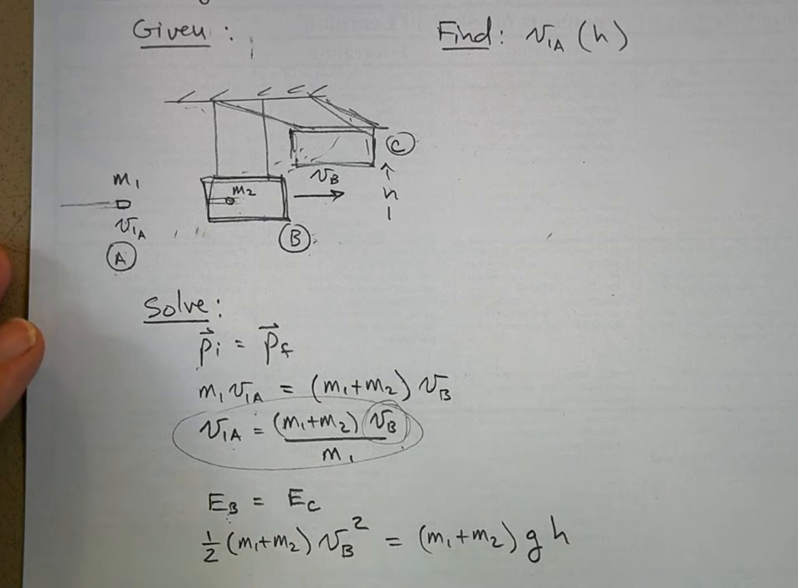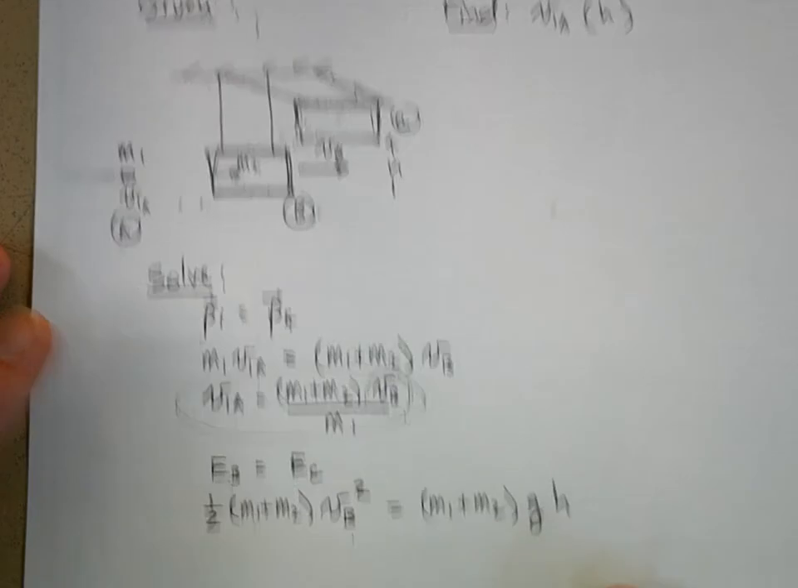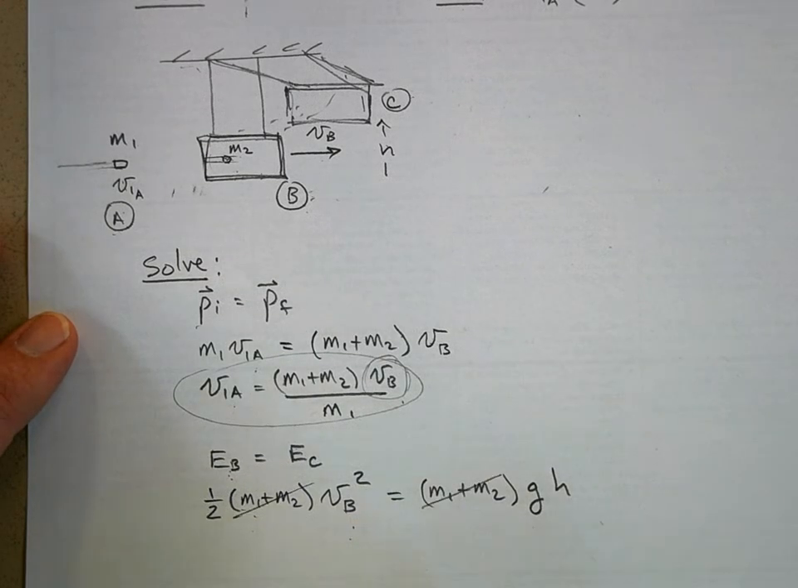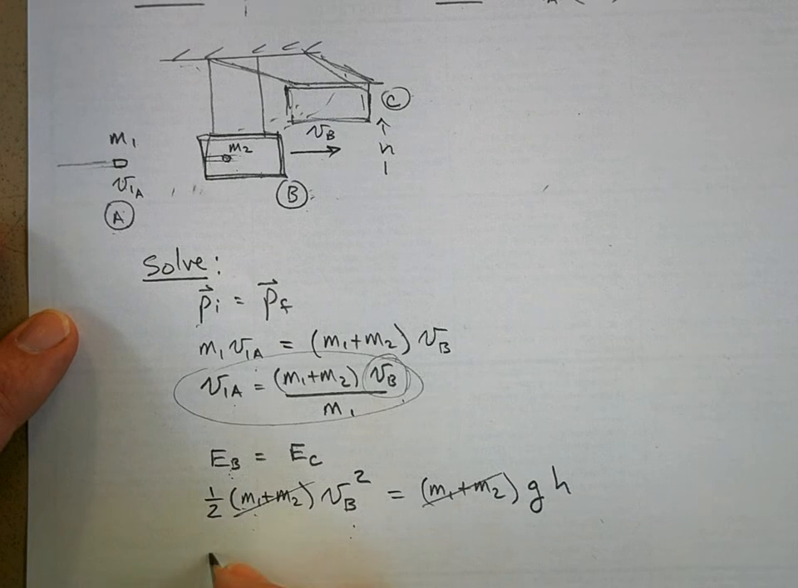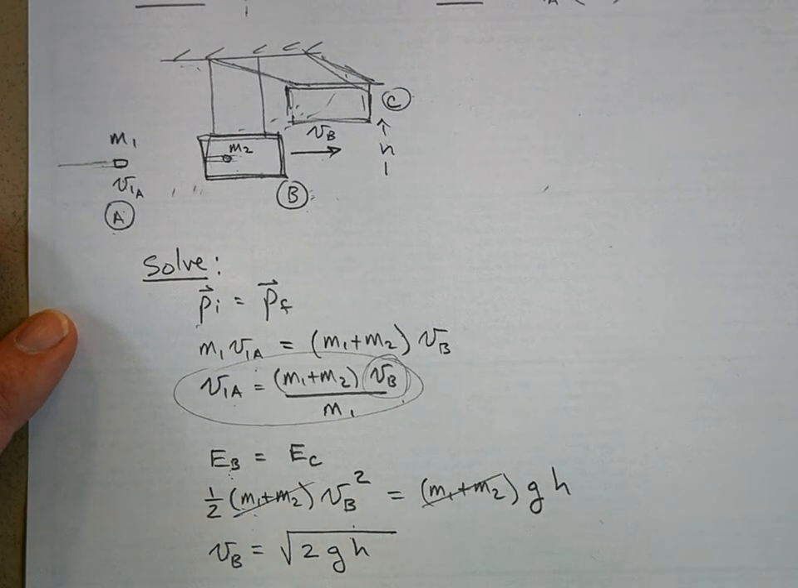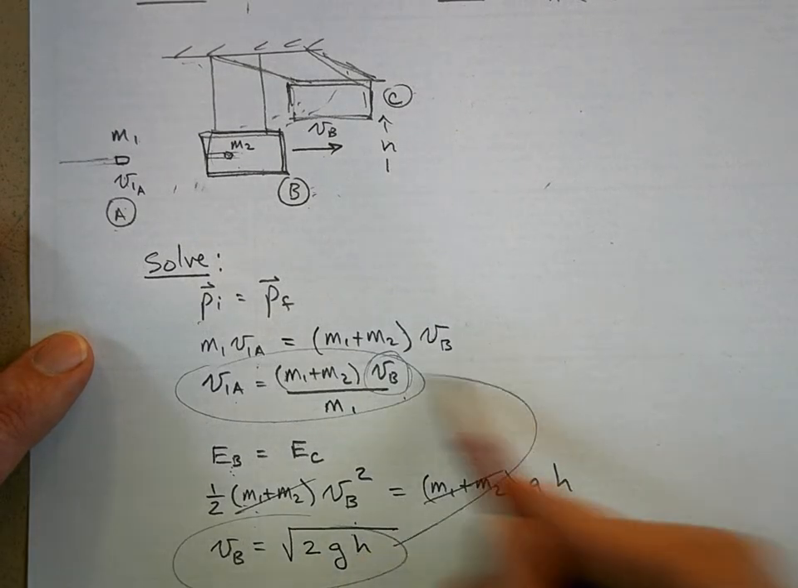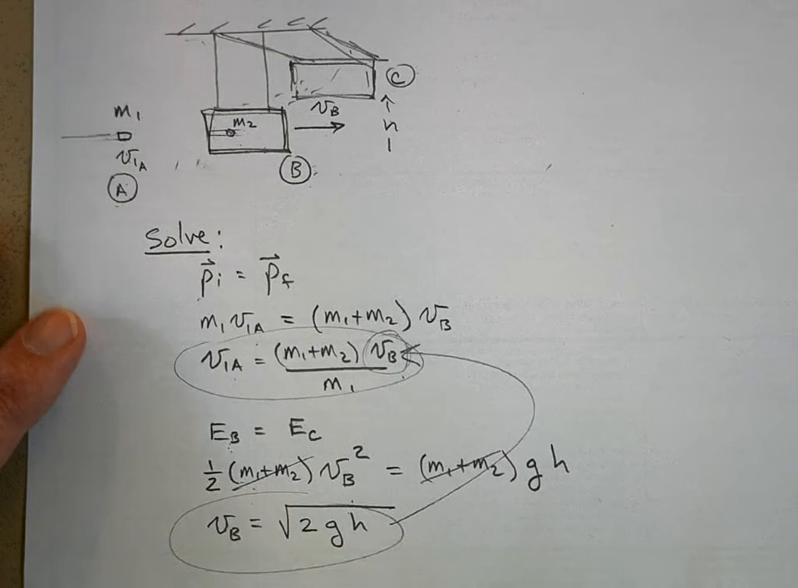Aha! Now I can get an expression for the velocity at state B in terms of the masses and the height. First of all, the masses cancel. And then you can multiply both sides by 2 and take the square root. So the velocity of B is equal to the square root of 2gh. Oh yeah, that makes sense. We've done that before. All the kinetic energy turned into gravitational potential energy, and this is what we get. So now all we have to do is plug that in here, and I'm done.